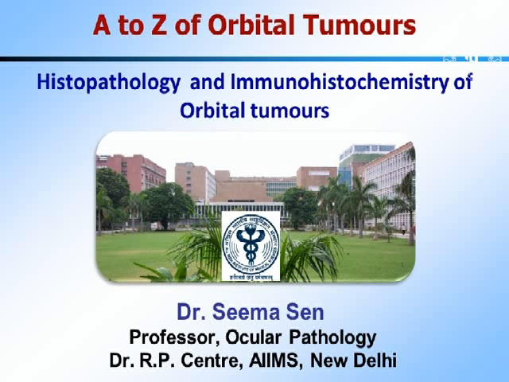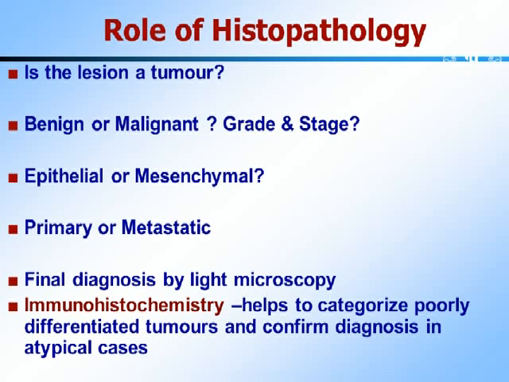So like Dr. Ruchi has said, when a tumor comes from the operation theatre to the pathology lab, we have to decide whether it is actually an inflammatory lesion or a tumor. Then the next question is, is it benign or malignant? If it is malignant, we need to grade and stage it. And after we know whether it's either benign or malignant, whether it's an epithelial or a mesenchymal tumor, then whether it's primary or metastatic, and our final diagnosis rests on light microscopy.